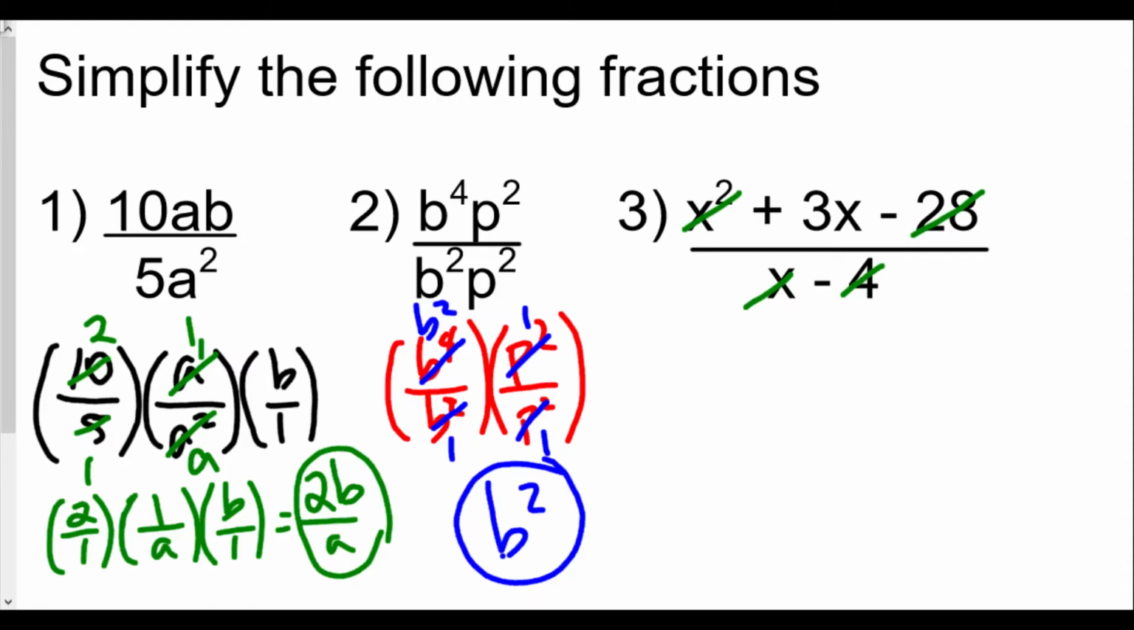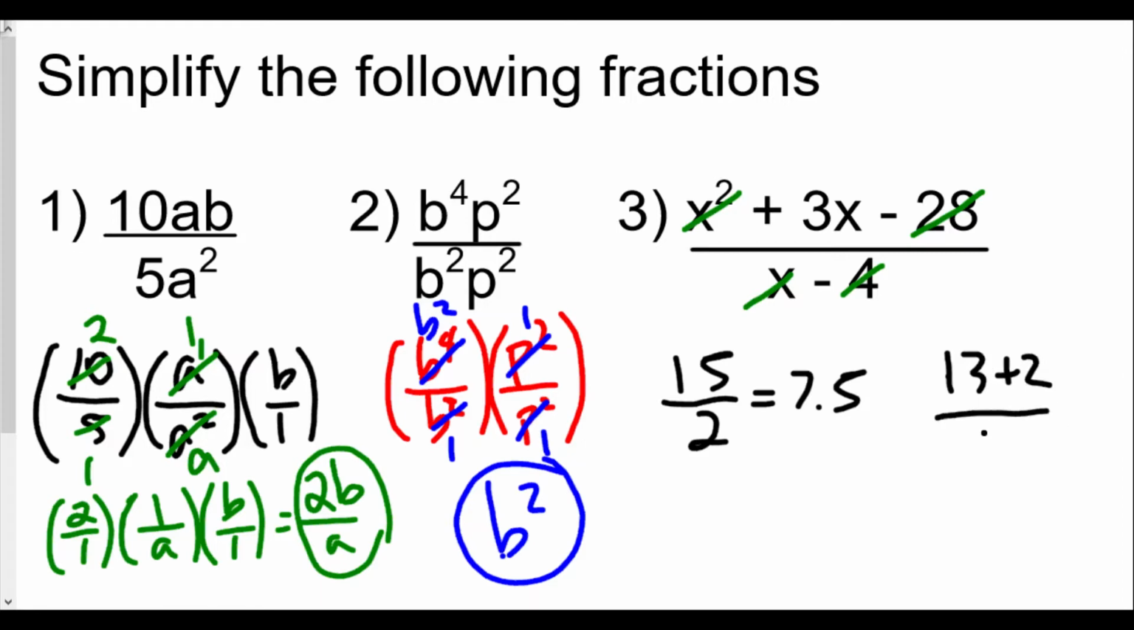Well, we know that 15 over 2 is equal to 7.5. You can use a calculator to double check this. But if I wrote 15 as 13 plus 2 over 2, and I said that, hey, I can divide out the 2's and get 1, that means I get 14.